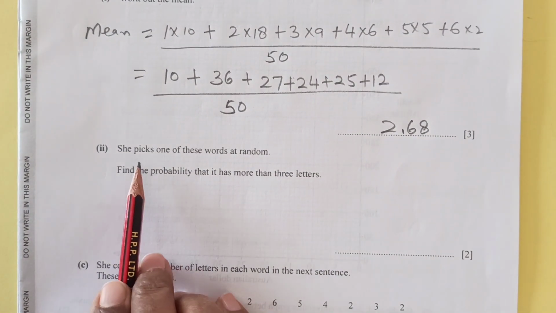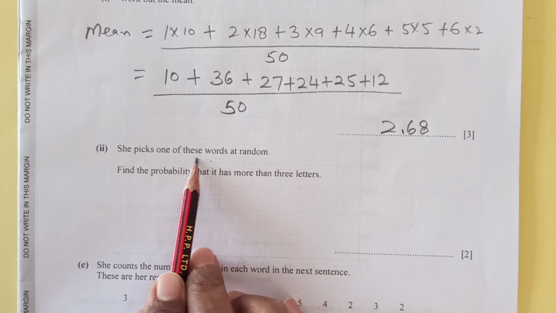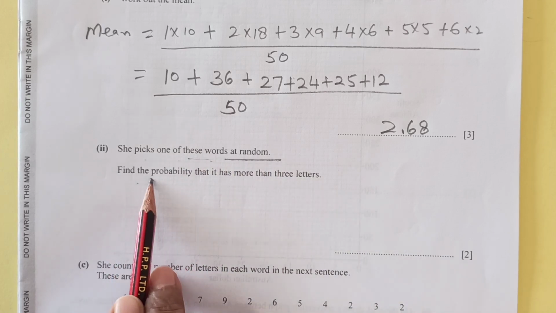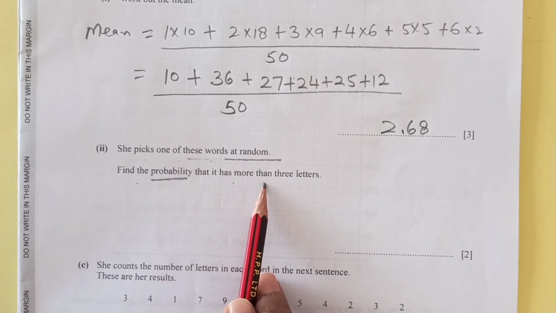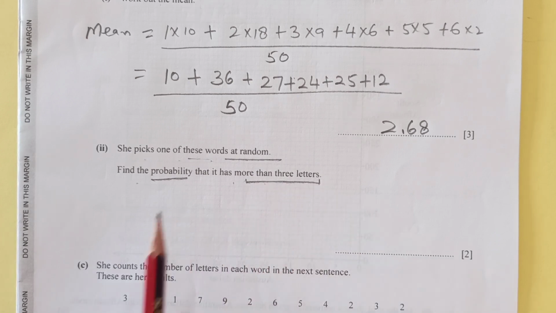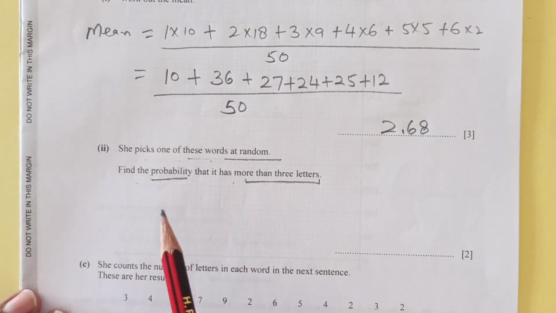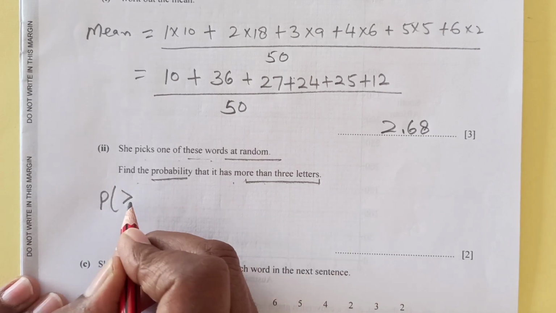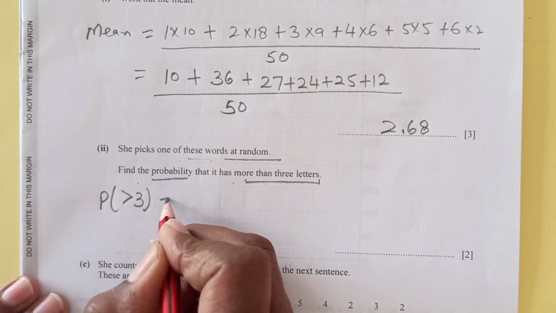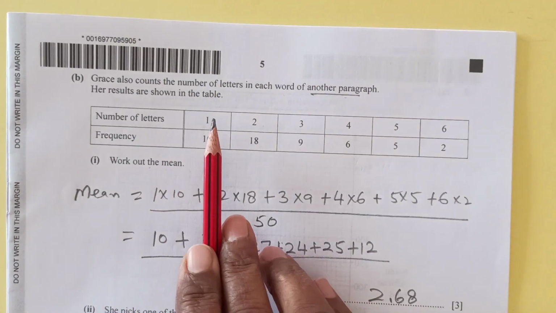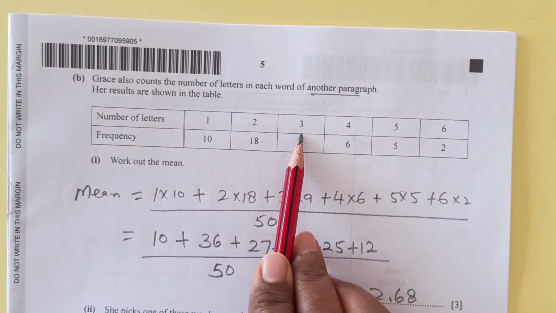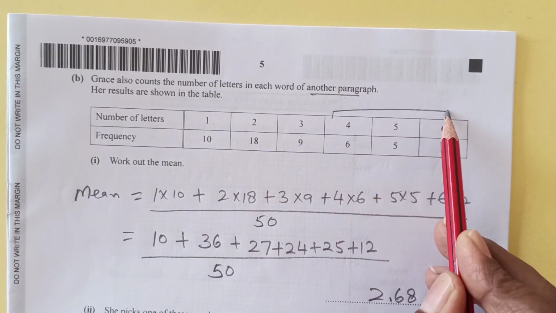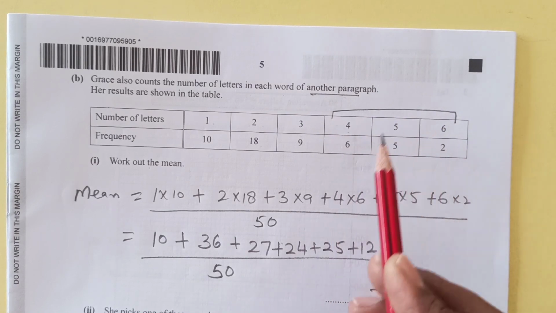Part 2. She picks one of these words at random. Find the probability that it has more than 3 letters. Now always underline the keywords that you need to know. We are looking for probability of greater than 3 letters. So we have here the number of letters 1, 2, 3. 3 we are not including, it said greater than. Greater than 3 will be this, 4, 5 and 6.